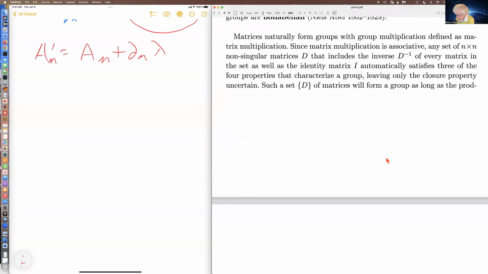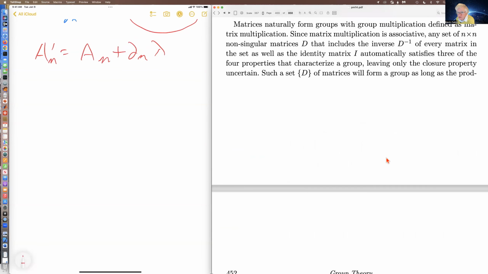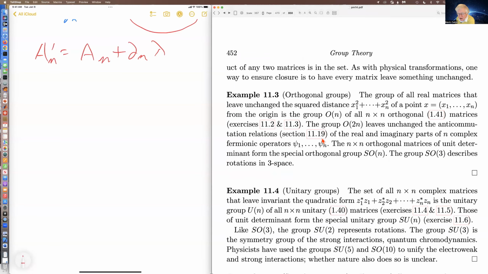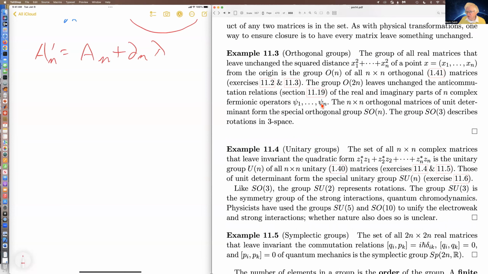Now, matrices naturally form groups with multiplication defined as matrix multiplication, inverse as the inverse of the matrix, and so forth. Examples of this are the orthogonal groups that leave invariant x1 squared plus ... plus xn squared. That's the orthogonal group. If you want the determinant of the transformation to be unity, then it's called SO(n). SO(3) is ordinary rotations. O(3) is ordinary rotations plus parity, where you can reflect x, y, z into minus x, minus y, minus z.